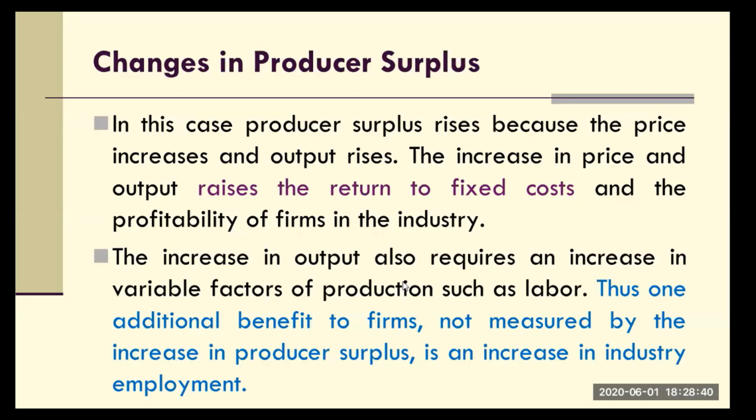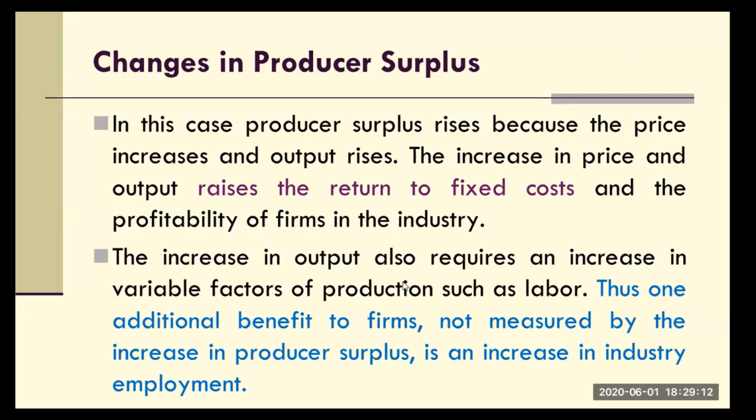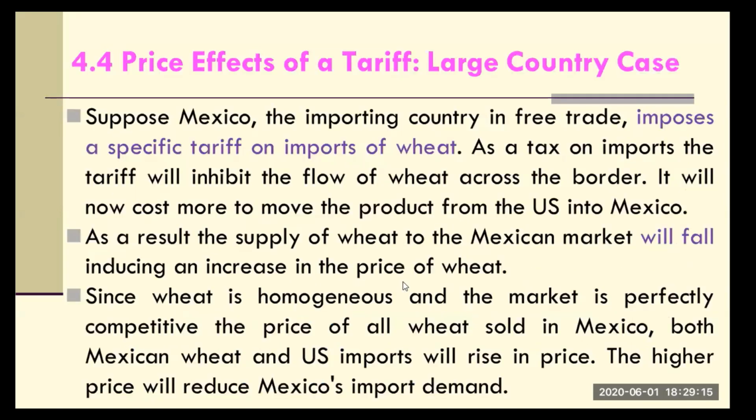Thus, one additional benefit to firms not measured by the increase in producer surplus is an increase in industry employment. So it has an impact on the industry. To produce an additional benefit to the firm, they have to bring in an item of variable cost, that is a labor cost, to the organization. So this is the effect you have seen on the consumer surplus as well as the producer surplus within the market.